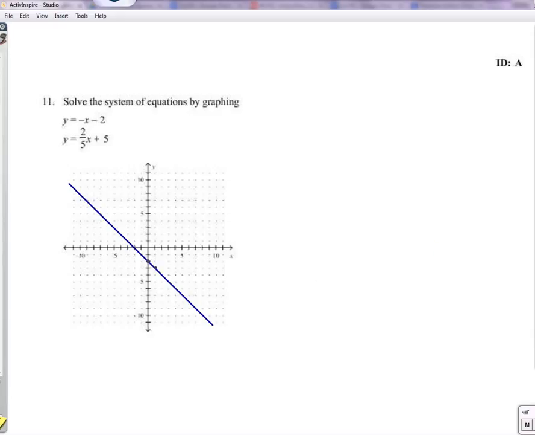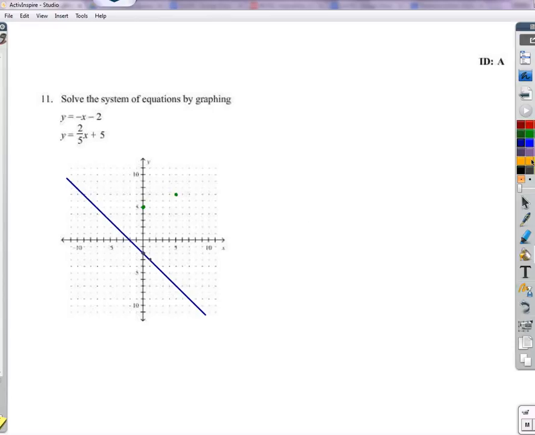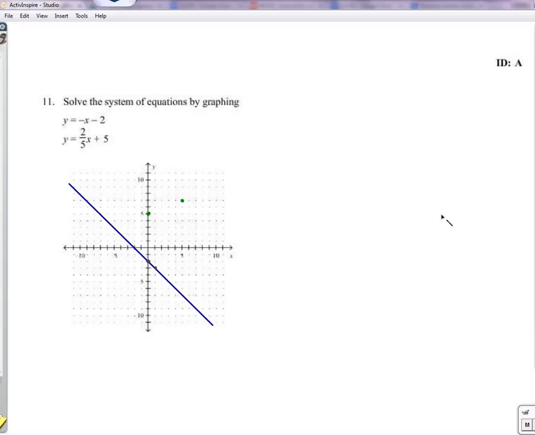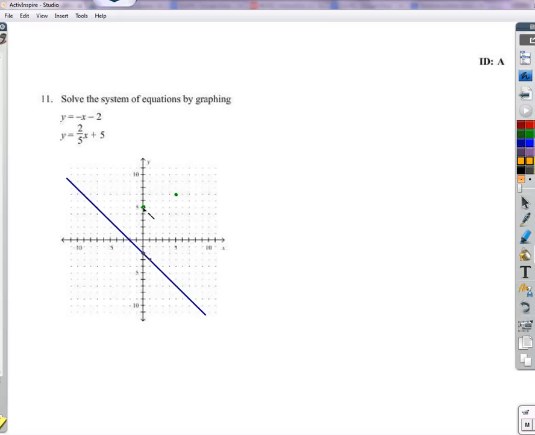Okay, other line. Let's switch colors. It's got a y-intercept of 5. Slope of 2/5, so I know I'm going to go 1, 2, 3, 4, 5, and up 2. Alright, let's draw our line. Alright, let's try that again. And go the other way. I'll try and follow my slope here.